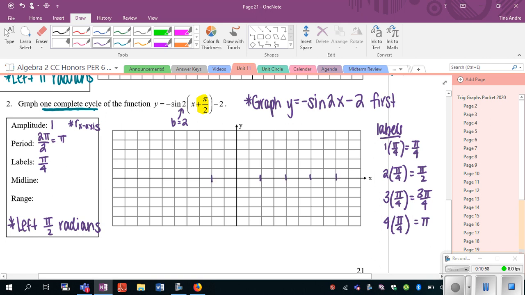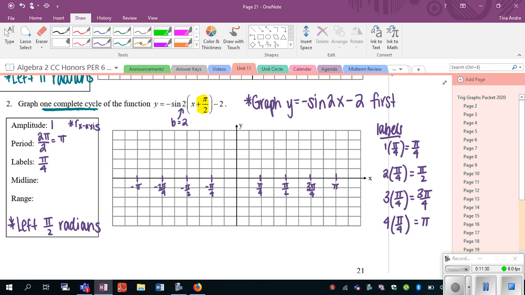Same as the last problem, I'm going to want to put some values on the left because I know I'm going to be going left pi over 2 radians. So I have pi over 4, I have pi over 2, 3 pi over 4 and pi. And then I'm going to do the left as well. Negative pi over 4, negative pi over 2, negative 3 pi over 4, and negative pi.